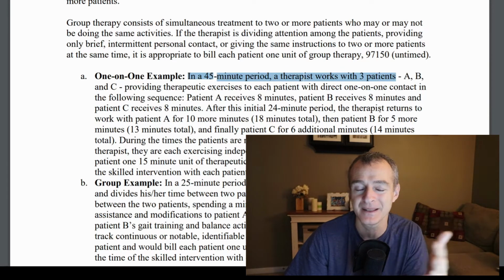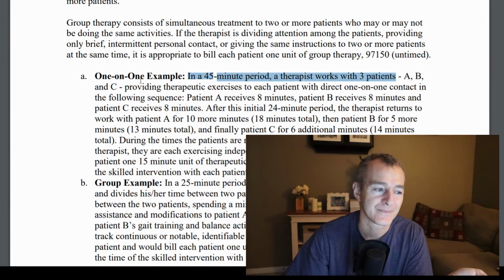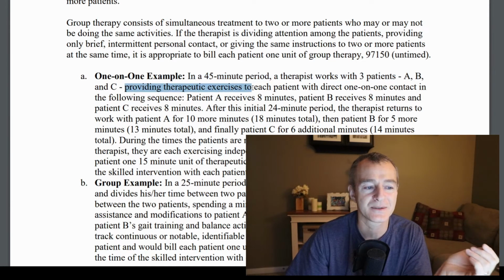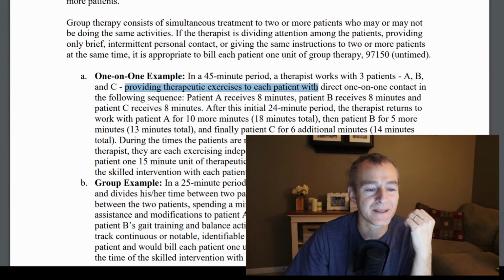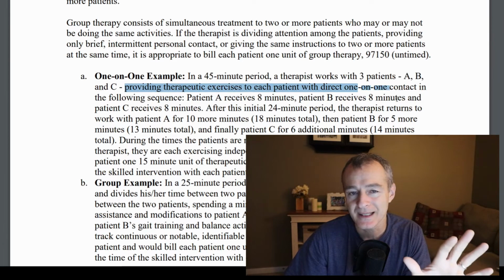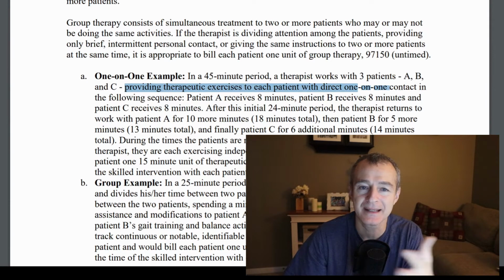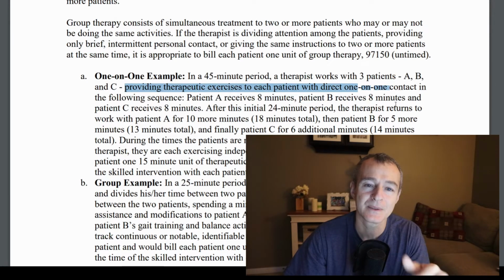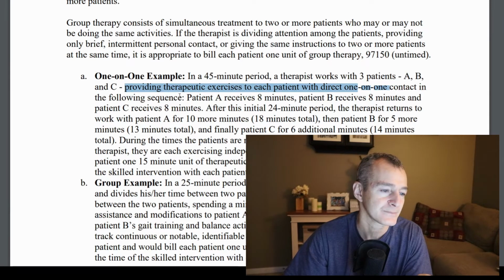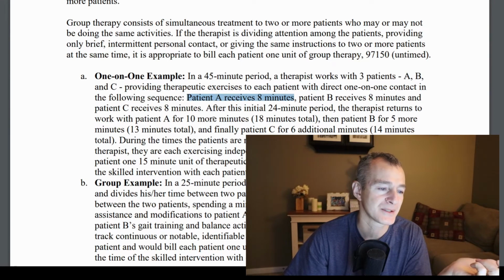I'm talking 60 minutes in a 4-patient situation, but same thing, patient A, B, and C. So therapeutic exercise to each patient with direct one-on-one. Now, I would tell you, spend your time doing the stuff they can't do on their own, right? Let them do the therapeutic exercise independently. Do the therapeutic activity, which is progressing their function. So patient A receives 8 minutes, patient B 8 minutes, patient C 8 minutes.